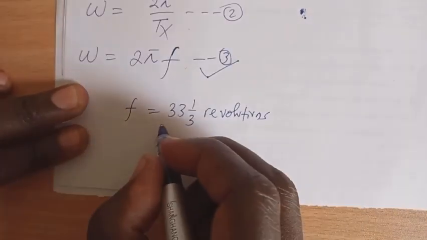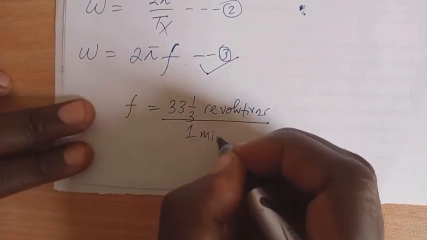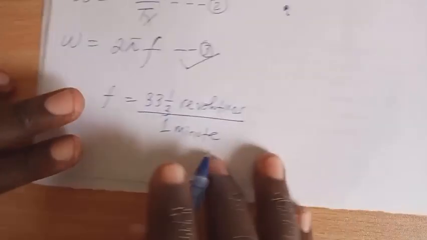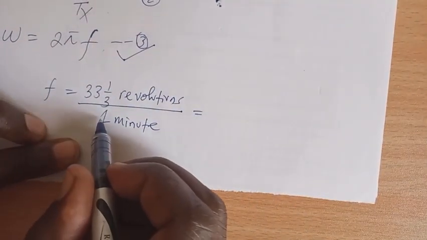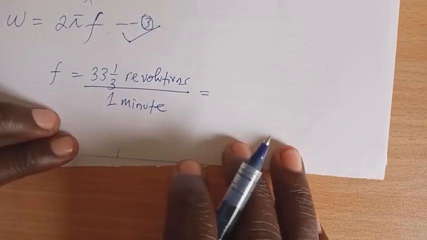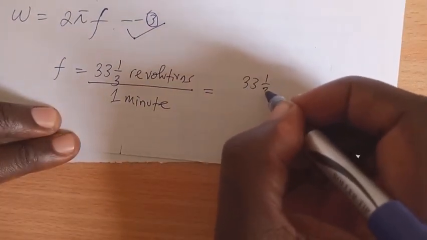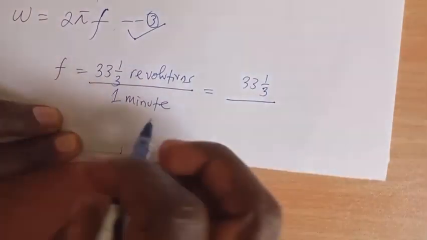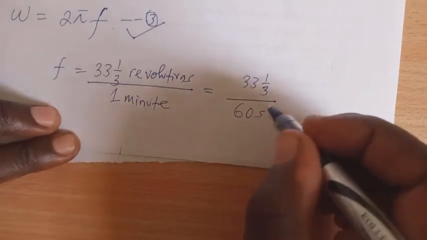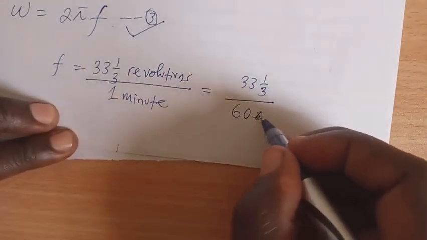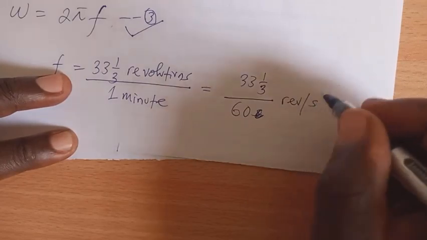Okay, revolutions, but this is per minute. I am given, they say per minute, so I will say divided by 1 minute. So this is equal to what I will have now: I have 33 1/3 divided by 1 minute. 1 minute is 60 seconds, so I simply change this one to seconds. Let me cancel this, and this means I have it in revolution per second.